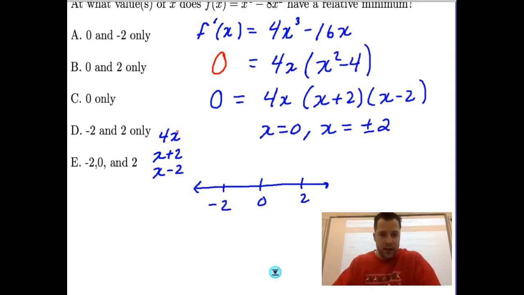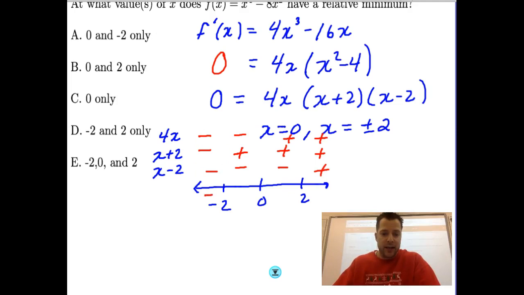So let's start. 4x is only positive when x is greater than 0, so we have a plus, plus, and minus, minus here. X plus 2 is only positive when you're greater than negative 2. So you got a plus here, plus here, plus here, and it's negative when your numbers are smaller than negative 2. X minus 2 is positive only when you have values that are greater than 2, so minus, minus, minus.